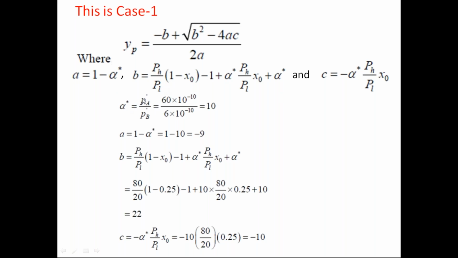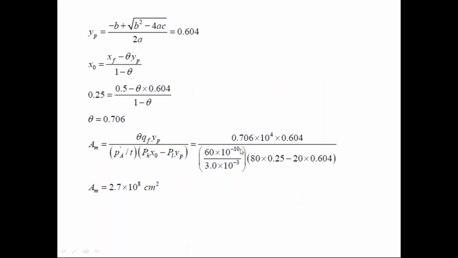So again alpha star can be calculated, so it will be 10, and then A will become -9, and B will be calculated by using this equation. So the pH, PL, and also x0 is known, and then finally the B value will be 22. Then the C value is calculated by using this equation, where all the values are known, then it will be -10. Then substitute here and calculate the YP. So YP is coming as 0.604.